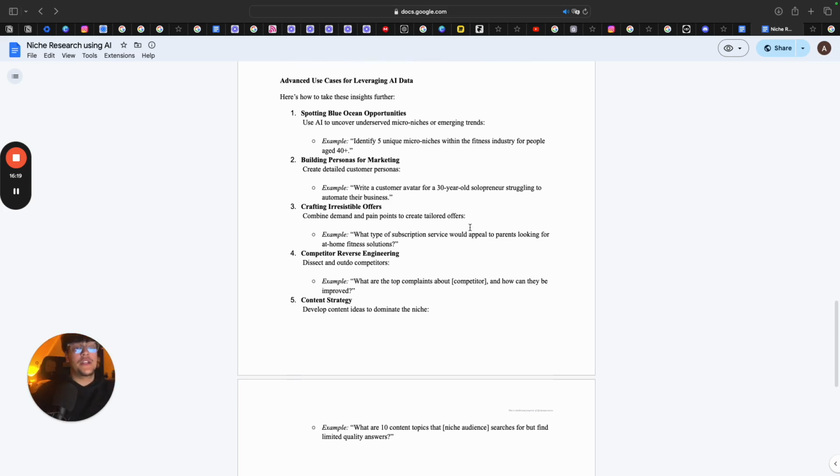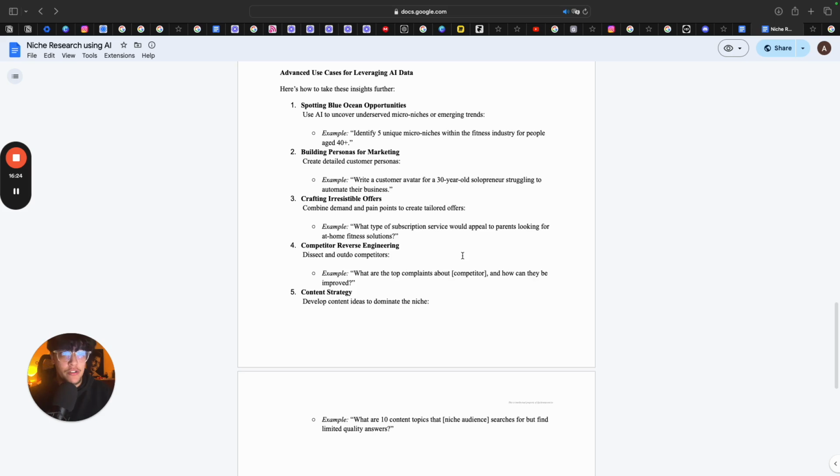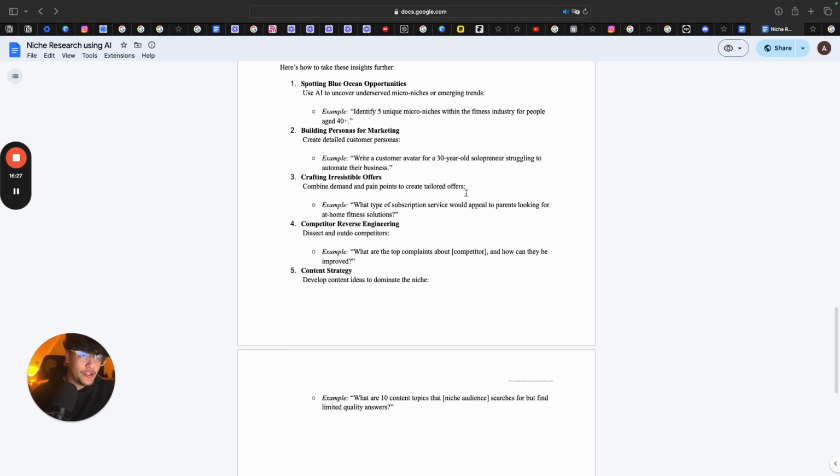Now, number 4 is competitor reverse engineering, dissecting and outdoing competitors. An example of that would be, what are the top complaints about a competitor and how can they be improved? Look at where your competitors are missing out. Where are they screwing up? What gaps are they not filling? Because if you then come to people that have already worked with a competitor, you run them through your service and they get everything they were looking for from your competitor, because you would have done this research, then at least you're giving out a better service than your competitors.